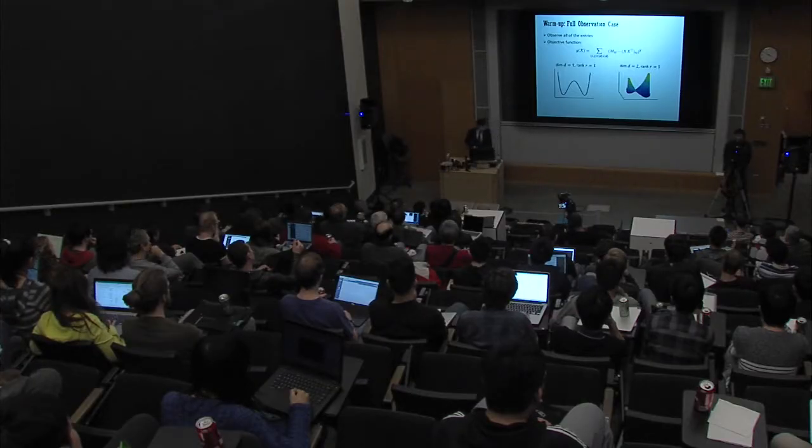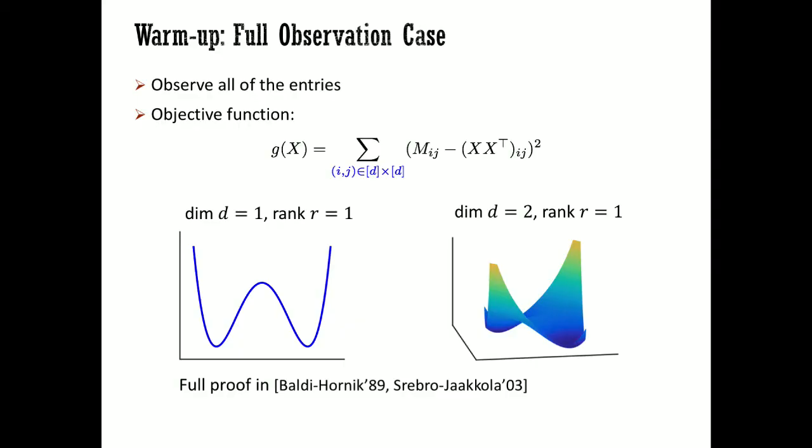Actually, this case has been analyzed theoretically at least twice in the literature, by Baldi and Hornik, and by Srebro and Jaakkola. So we have some reasonable understanding of the full observation case. The main challenge in this paper is how to generalize our intuition and our proof for the full observation case to the partial observation case. Our analysis is actually pretty simple.